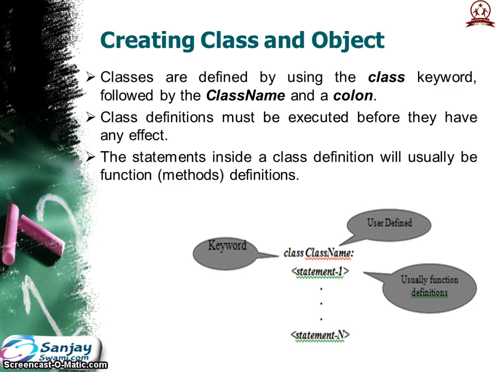Creating a class and object. Classes are defined by using the class keyword followed by the class name, which is a user-defined name, and a colon. Class definitions must be executed before they have any effect. The statements inside the class definition will usually be functions, that is methods.